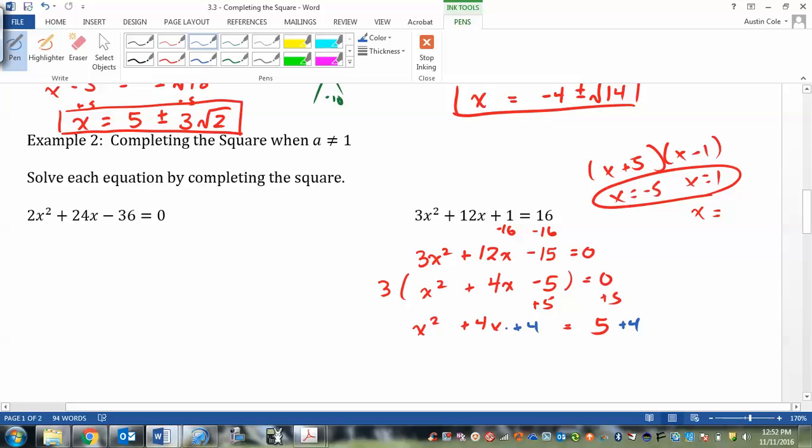And so then I can factor this, or mini-marf it. And we know that this is always going to be x, and then whatever half of our b value was. So our b value is 4. Half of 4 is positive 2, so it's going to be x plus 2 squared equals 9.